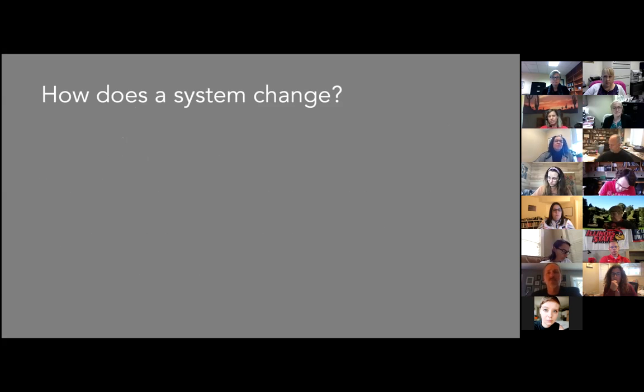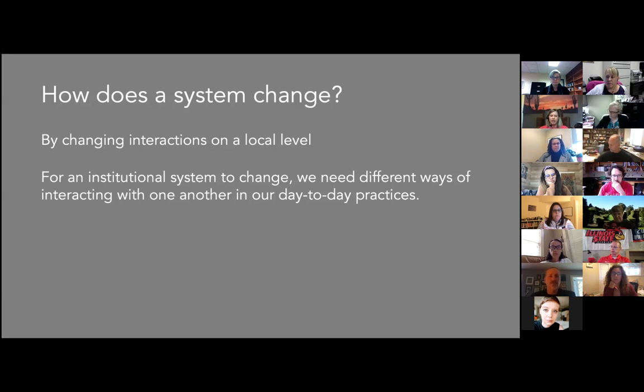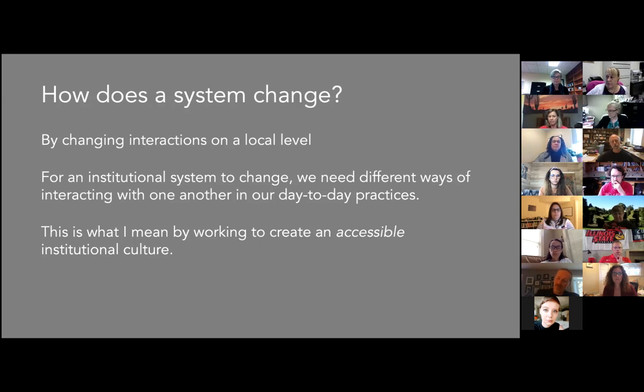Okay, so then the question comes, well, if we're talking about changing a system, what does it mean to change a system? And there are lots of ways to change a system, but the one that I'm going to be talking about today is by changing interactions on a local level. So thinking about the classroom as a space where interactions are happening all the time, right? And so how do we as teachers shape what kinds of interactions happen in that space? And so I think that for an institutional system to change, we need different ways of interacting with one another in our day-to-day practices. And so this is what I mean by working to create an accessible institutional culture.